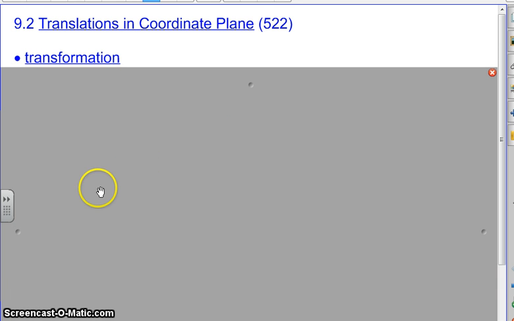Okay, today we are going to talk about translations. And your eyes are up here. Translations in the coordinate plane. This begins on page 522. Translations are a type of transformation.